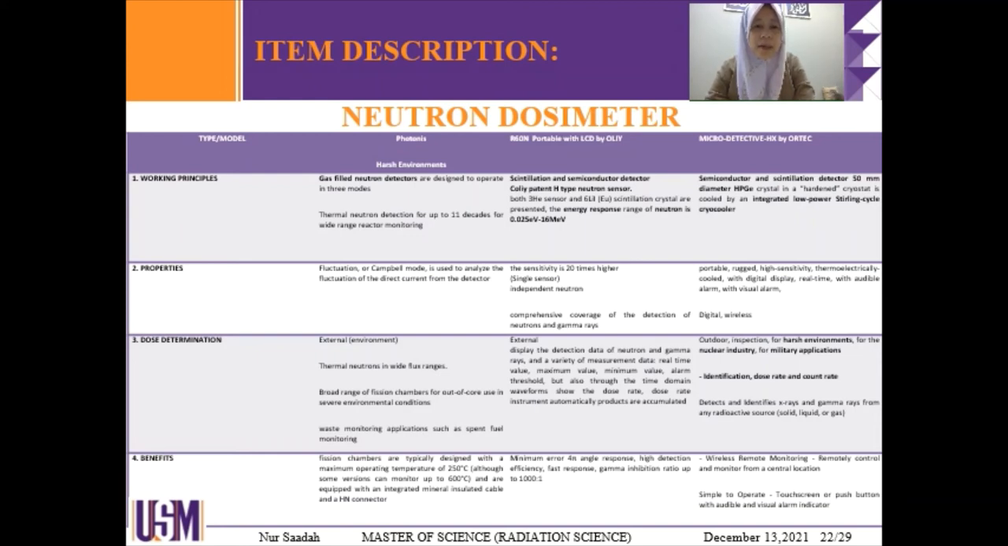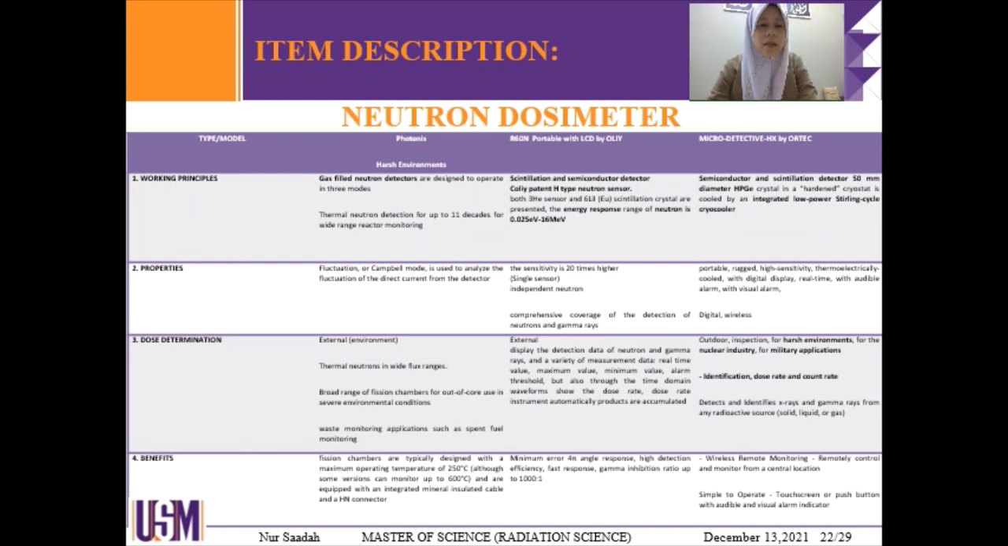Oli patented H-type neutron sensor, both helium-3 and lithium-6 scintillation crystals are presented. The energy response range of neutrons is 0.025 electron volts to 16 mega electron volts. The property: the sensitivity is 20 times higher than a single-sensor independent neutron detector. Comprehensive coverage of the detection of neutron and gamma rays.